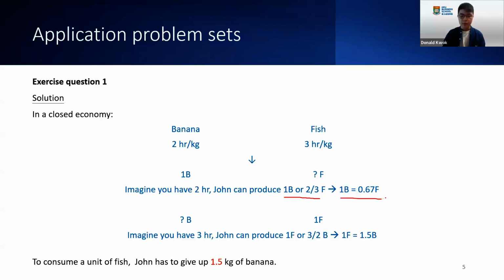On the other hand, imagine if John has 3 hours. Obviously he can use it to produce 1 kg of fish, or more than 1 kg of banana, okay? Because he only needs 2 hours for 1 kg of banana. So this is why John can produce 3 over 2 b instead of 2 over 3 b if he has 3 hours. So the opportunity cost relationship is as follows: 1f equals 3 over 2 b, or equivalently 1f equals 1.5b. So we have the result as follows: to consume 1 unit of fish, John has to give up 1.5 kg of banana.